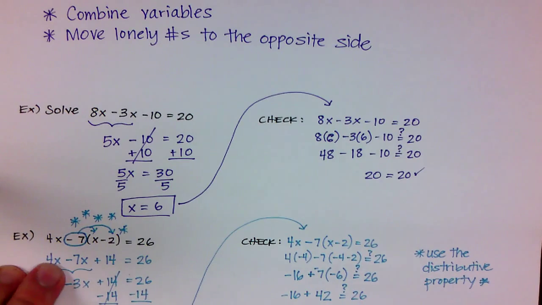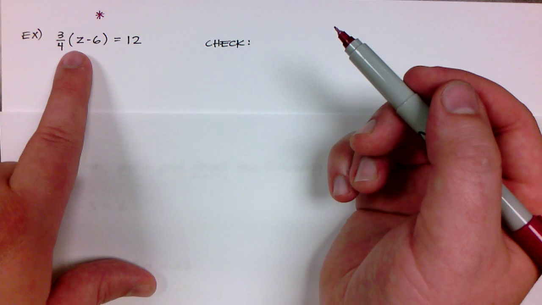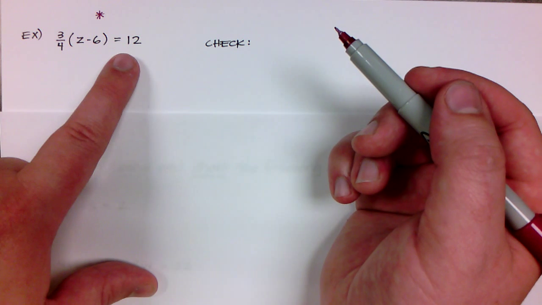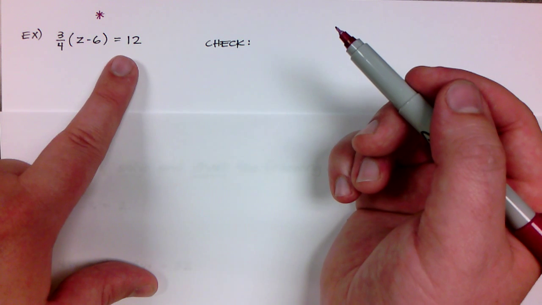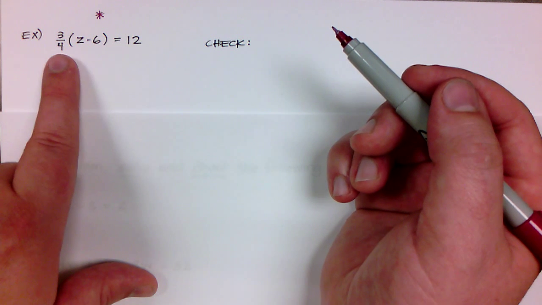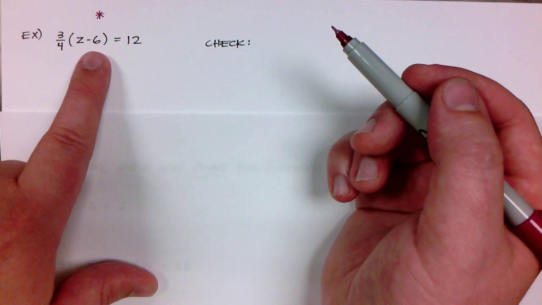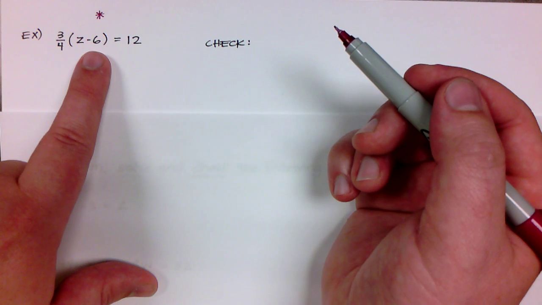Okay. We're going to do one more problem together now. And then we're going to be done. So for this problem, it says a fraction 3/4 times the quantity z minus 6 is equal to 12. So you could do the distributive property here, but it would get a little messy. Mainly just because when I distribute the 3/4 times the 6, I'm going to get 18/4, which is not a nice number to work with.